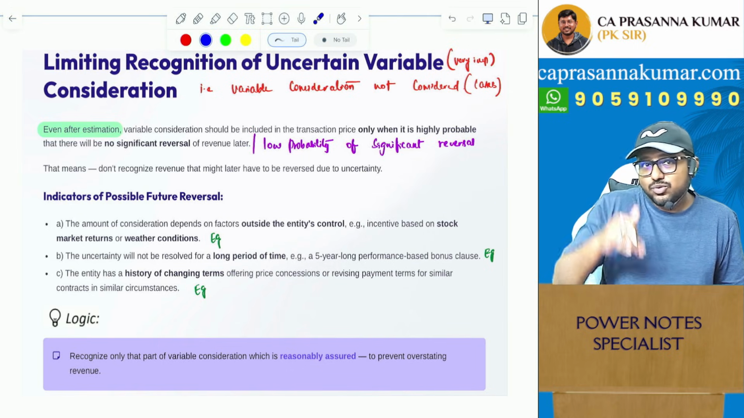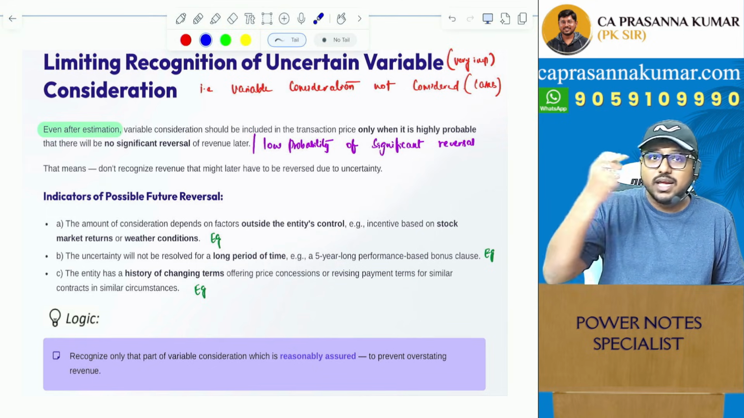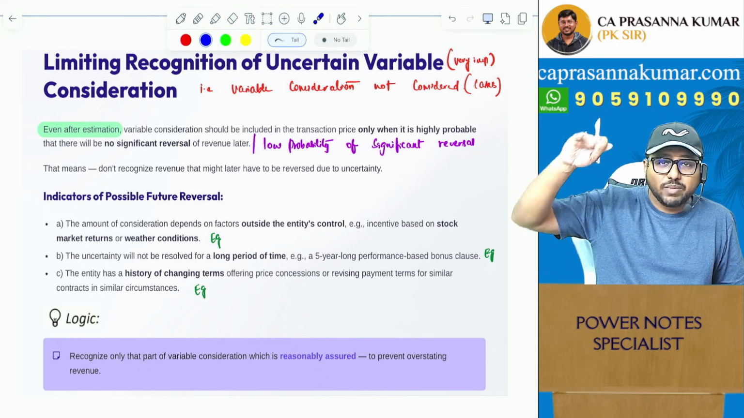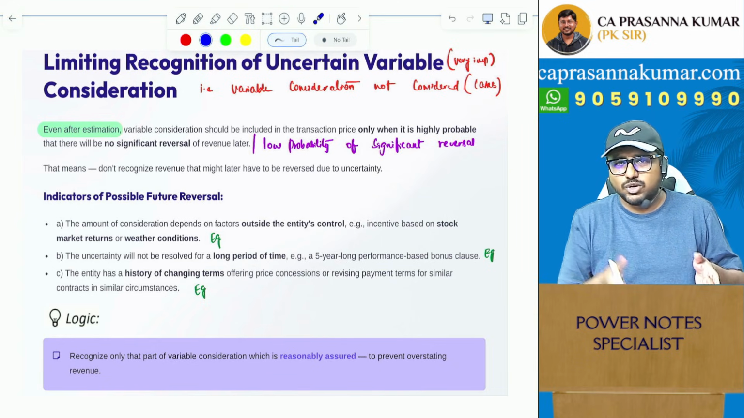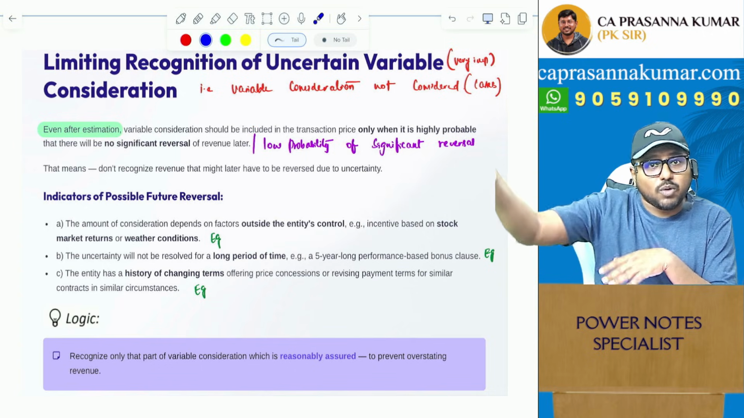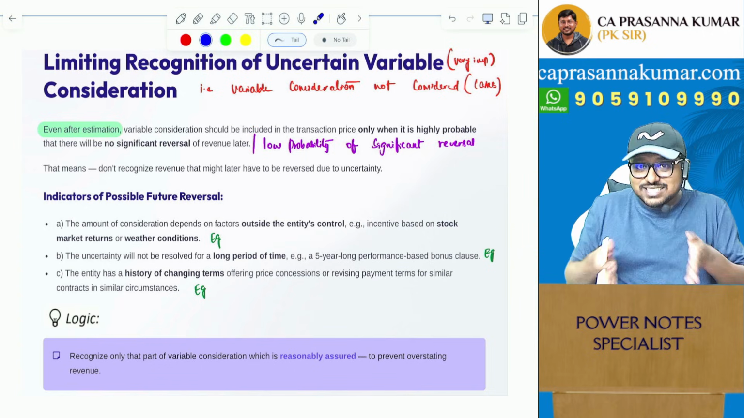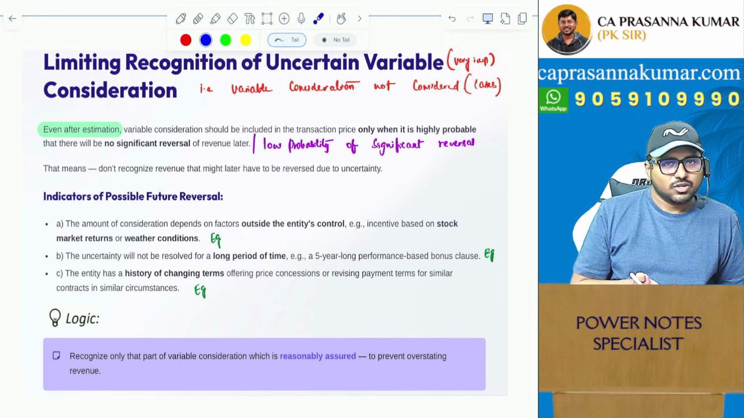But if you think that today you are adding 66,750 in our example, but tomorrow maybe there's a chance of reversal, thereby you might have to again revise the variable consideration from 66,750 that you have added today to 50,000 or 40,000, something like that. If there is a high probability of that reversal happening that you can see today, then why would you add 66,750? You understand what I'm trying to say?